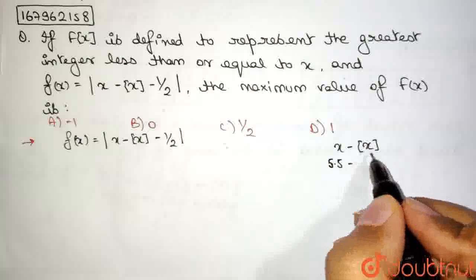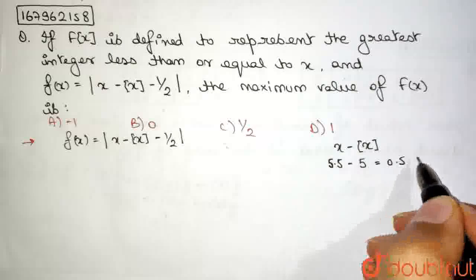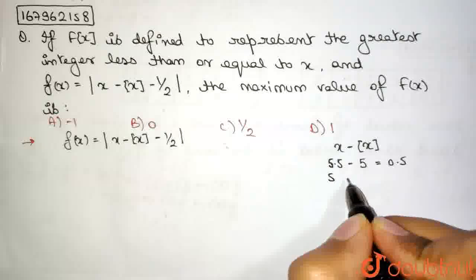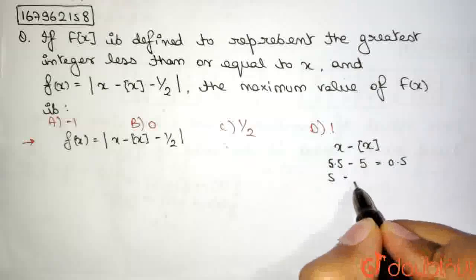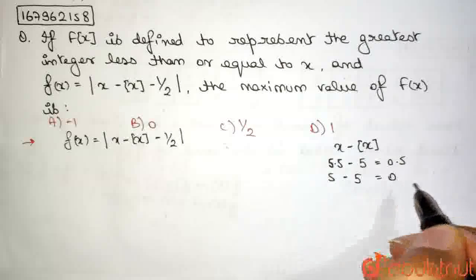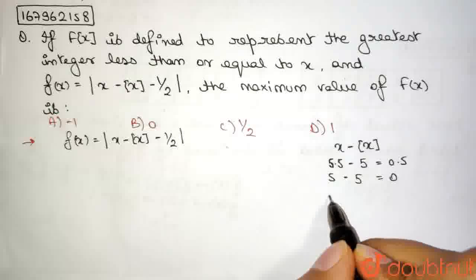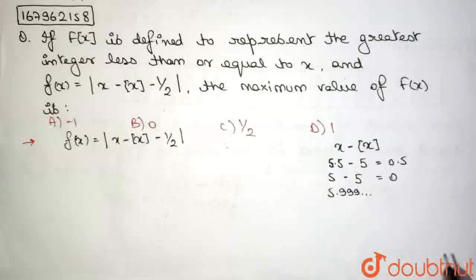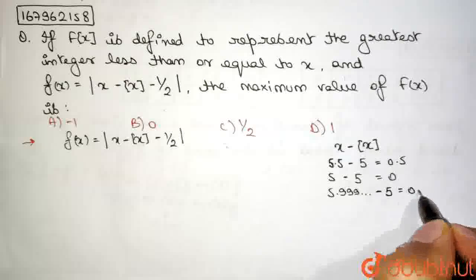So if we have 5.5 minus, what is the greatest integer function of this? That means without the fractional part, right? So this will become 5, or we could say this is equal to 0.5, right? Similarly, if we take 5, the greatest integer function will be 5 again, because 5 is in itself the integer. So this will become 5 minus 5 is equal to simply 0, right? And take another extreme case where we have 5.999 and so on. So GIF for this case is 5, and the result is 0.99 and so on.